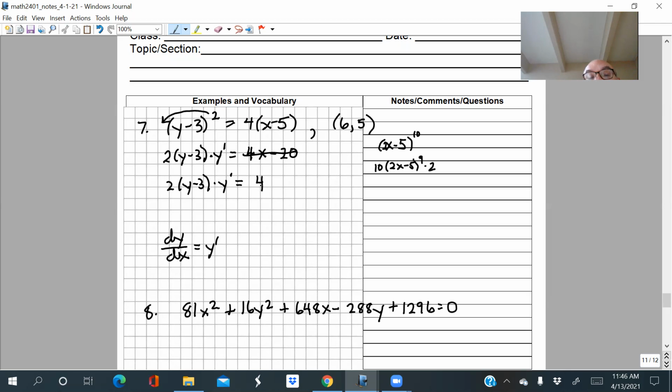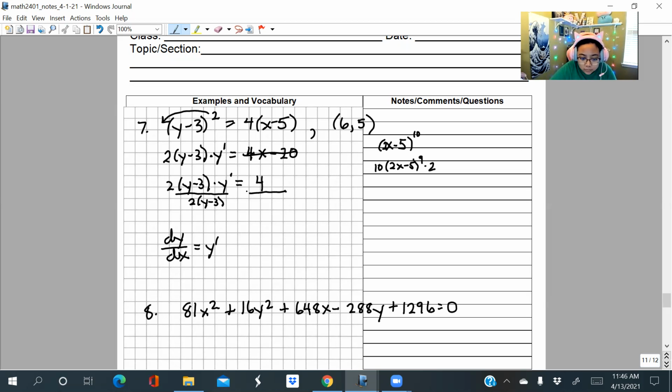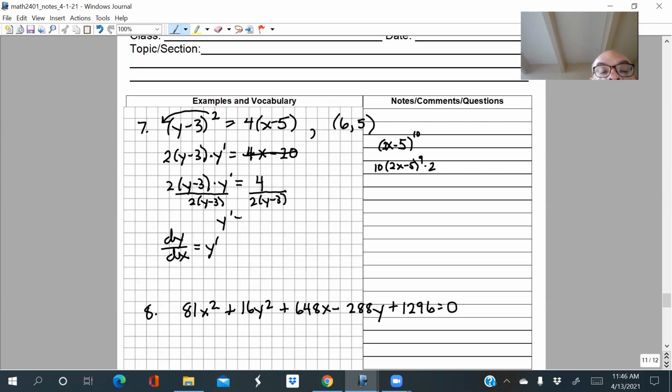So the derivative of 4x minus 5 is 4. The derivative of the left-hand side is this. And now how do we solve this for y prime? So easy. Just divide both sides by 2 times y minus 3, and you'll just get y prime left on the left-hand side. So y prime is equal to 4 over 2 times y minus 3. You can divide the 2 into the 4, and you get 2 there. So you end up with 2 over y minus 3. See how nice that is?